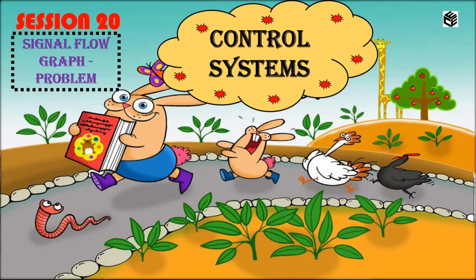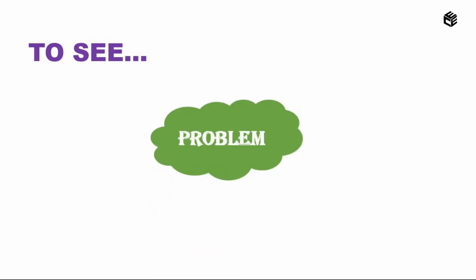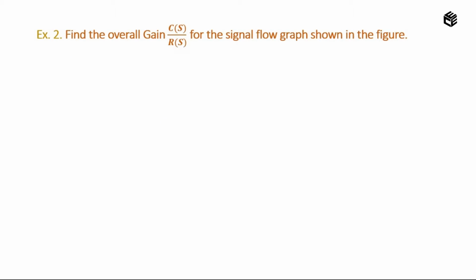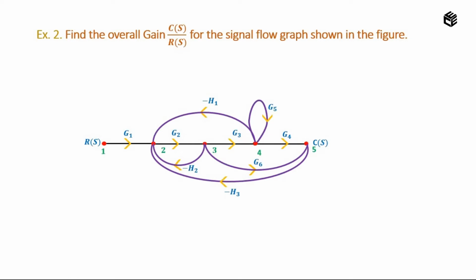I am Jasmine. In this session, we are going to solve a problem under signal flow graph. The problem is, find the overall gain C of S by R of S for the signal flow graph shown in the figure. What is our first step?